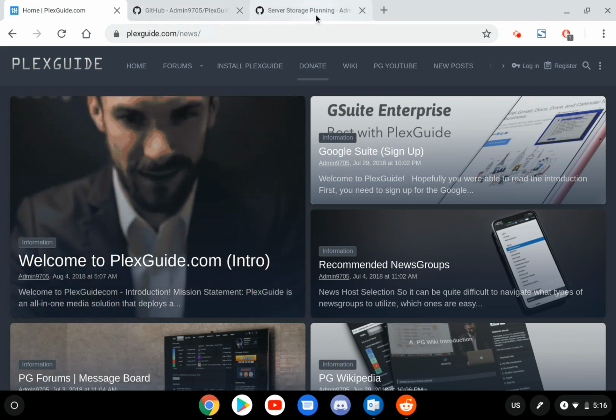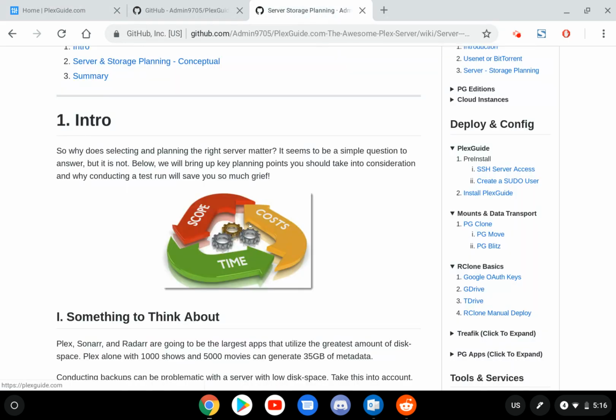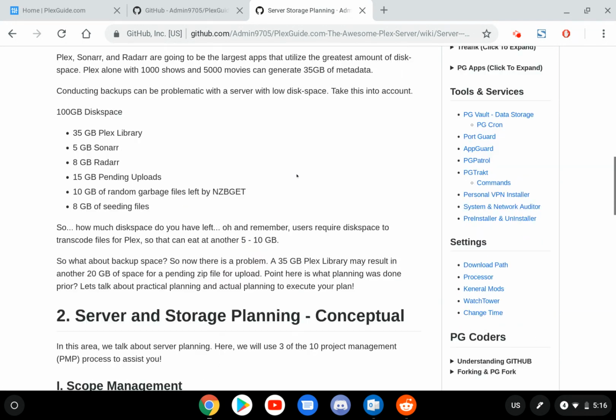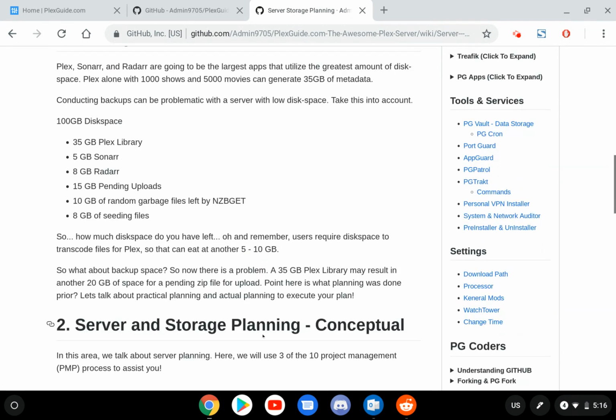Hey, we're here to talk about a bit of server storage planning. There's two parts, so I'm going to keep this to a two-part series. Right here, we're going to talk about the server and storage planning conceptual. What that means is this is just the thinking piece, right? This is really important. The other video will be the actual, true planning, realistically.